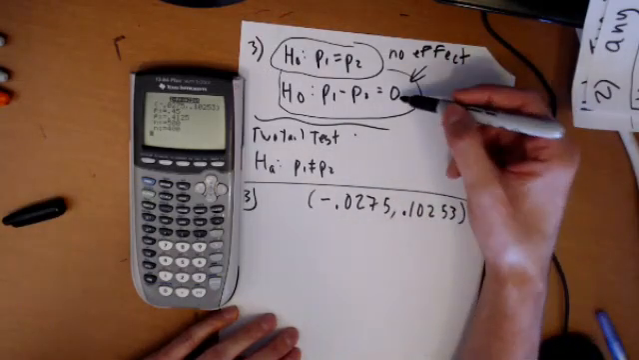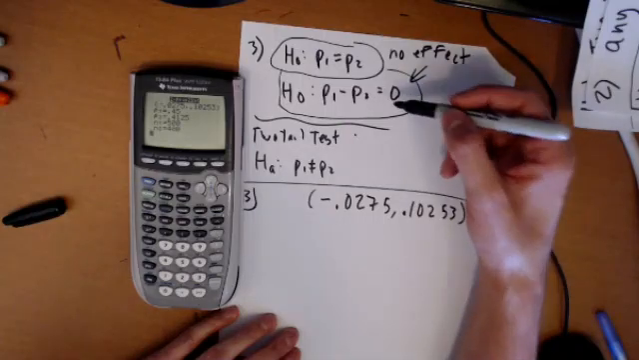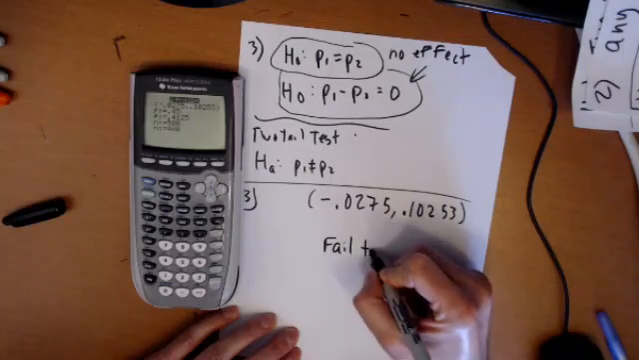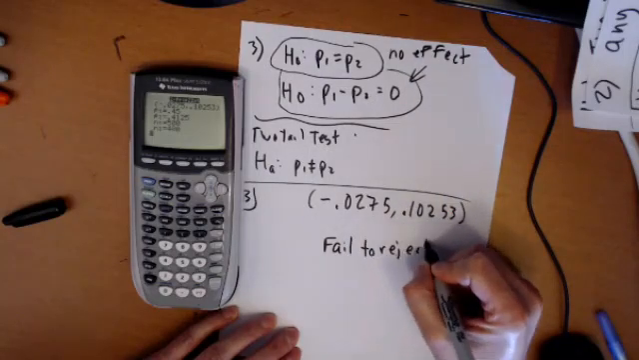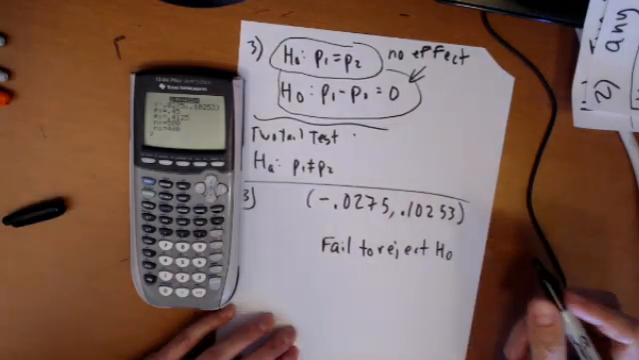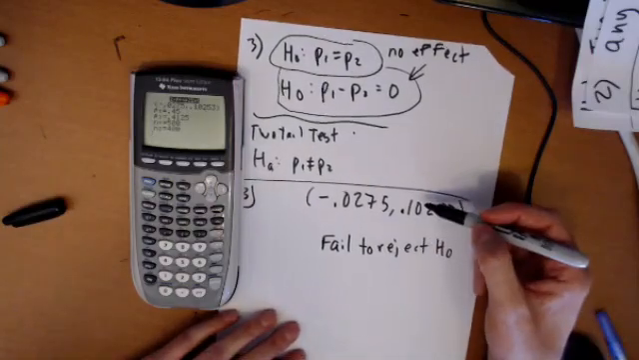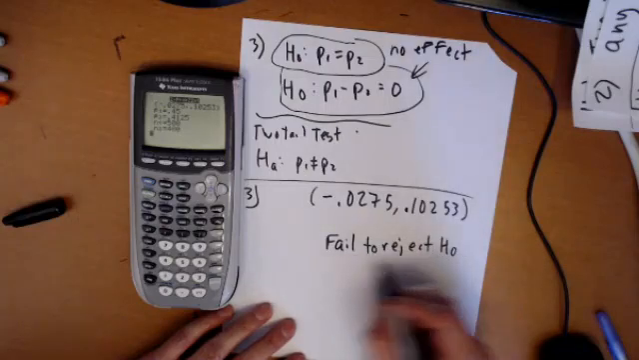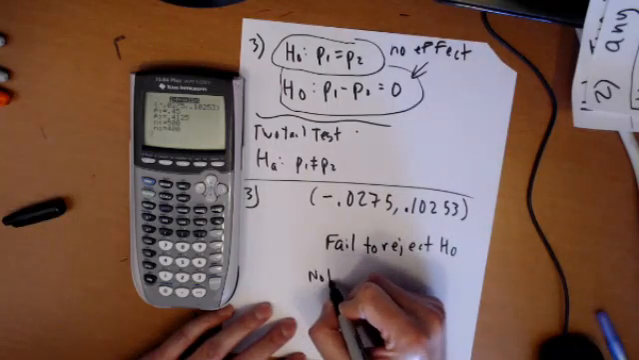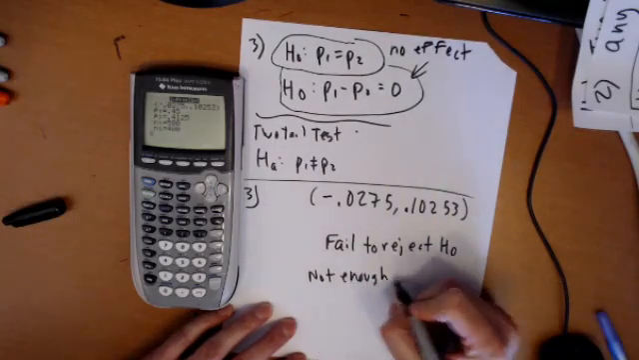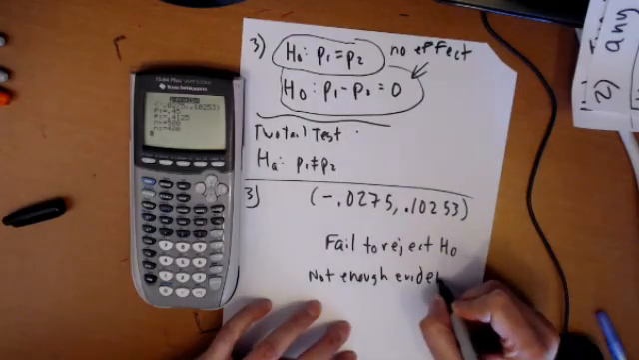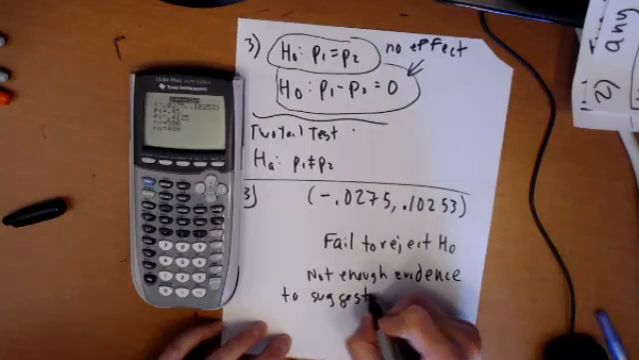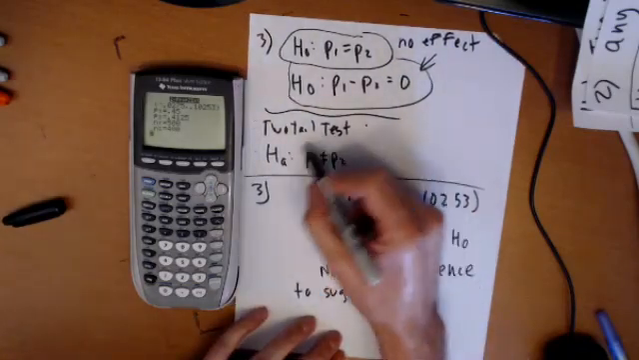Okay, so this idea seems okay. We are stuck with this idea. We would fail to reject the H0. Okay, so that means there's not enough evidence. If you fail to reject H0, then we would say there's not enough evidence to suggest the HA, that the proportions are different.